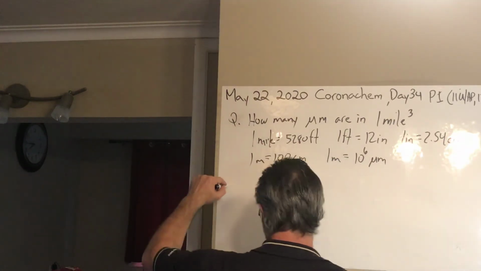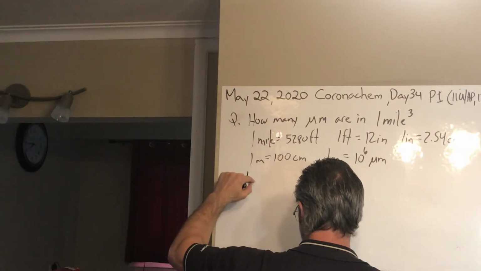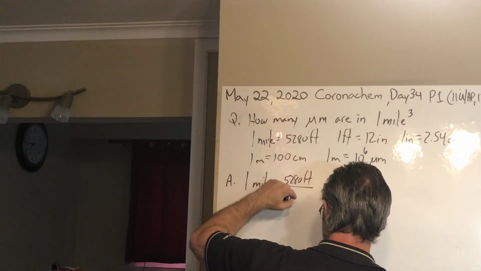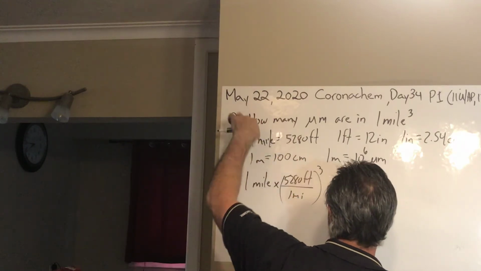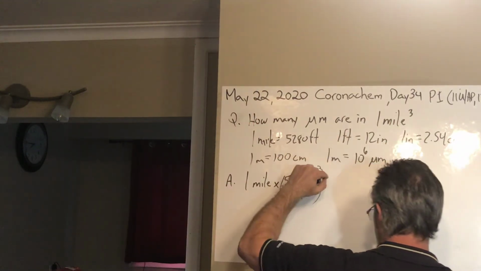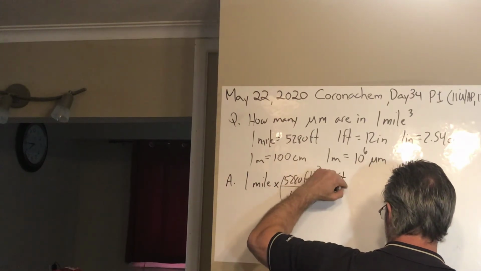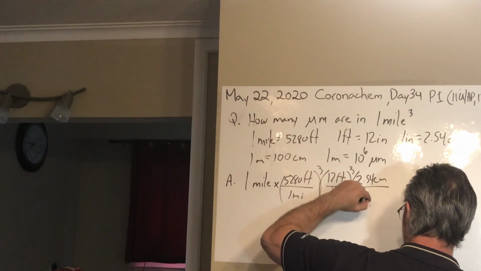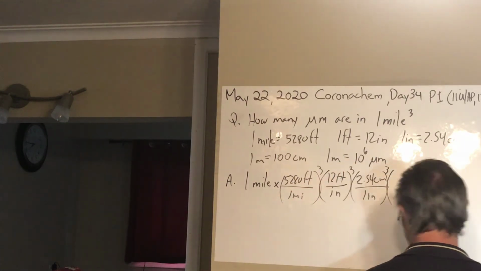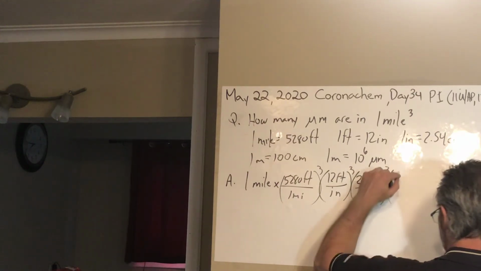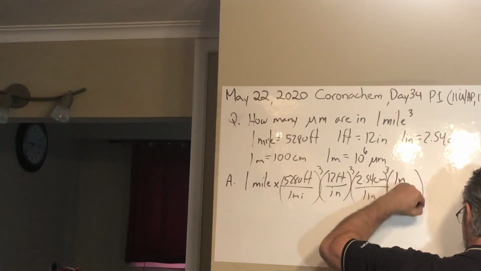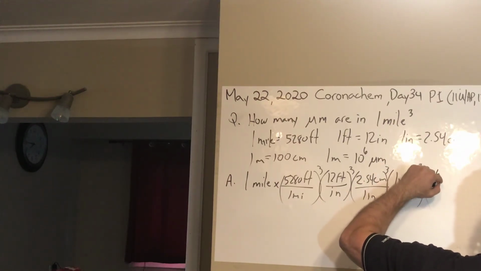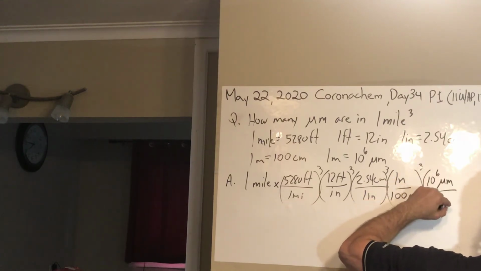Okay, so the answer to that is we have to first convert the mile. So mile times 5,280 feet per 1 mile. Raise that to the power of 3 because we're going in 3 dimensions, remember? It's a mile cubed. Times 12 inches per foot, also cubed. Times 2.54 centimeters per 1 inch, also cubed. Times 1 meter per 100 centimeters, cubed. Times 10 to the 6 micrometers per 1 meter cubed.